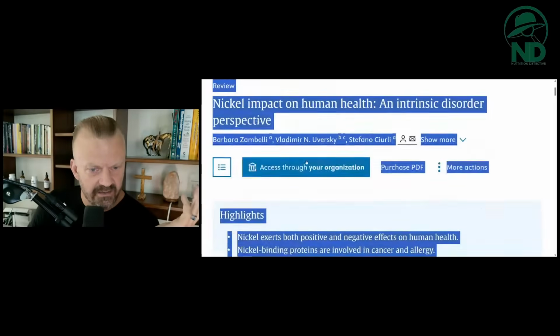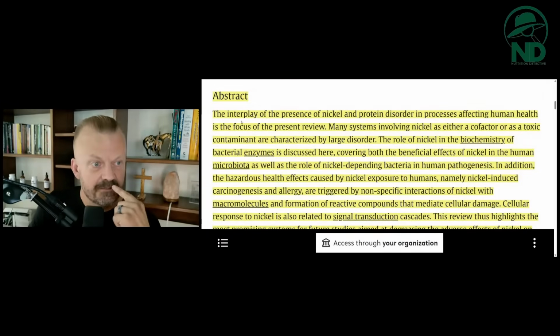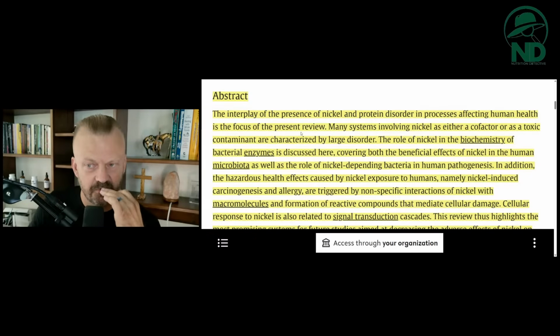Elsevier's map. Why is it doing that? Okay, I'm just going to read it then, since it's not letting me highlight. The interplay of the presence of nickel and protein disorder and processes affecting human health is the focus of the present review. So they just said it's necessary for health, right? Many systems involving nickel as either a cofactor or as a toxic contaminant are characterized by large disorder. Systems involving nickel, large disorder. The role of nickel in the biochemistry of bacterial enzymes is discussed here, covering both the beneficial effects of nickel in the human microbiota.